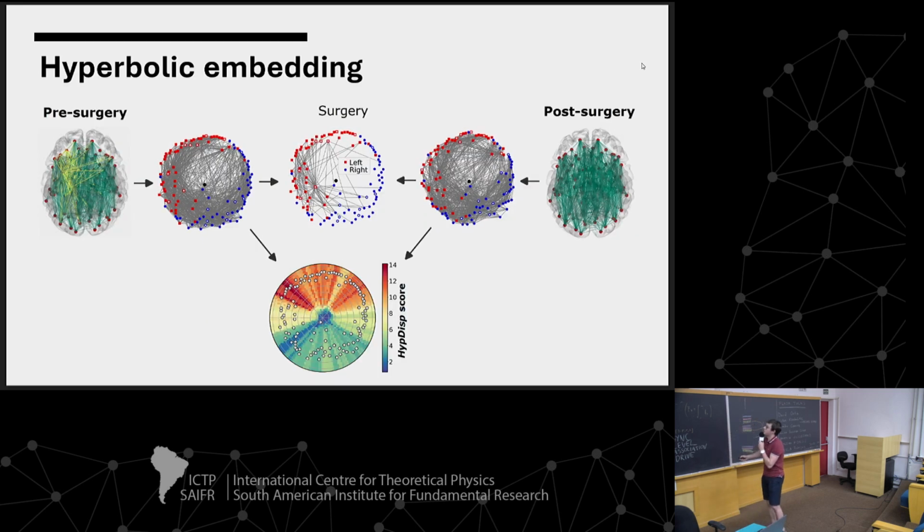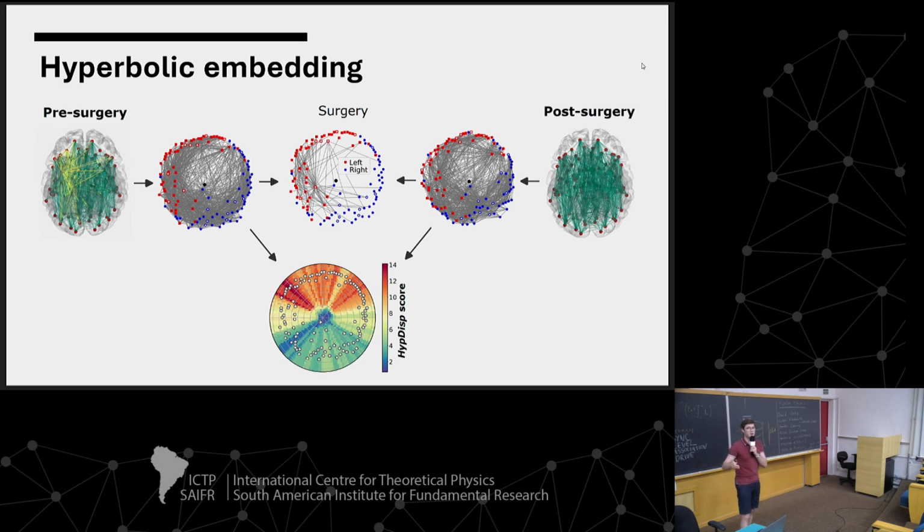So basically what we do, we take the pre-surgery network of a patient, we embed it in the hyperbolic space, and we do the same with the post-surgery network, we embed it in the hyperbolic disk, and we compare these 2 embeddings to see for each node their position, how they move. Okay, and we will quantify the effect of the surgery in the disk. So for this patient, for example, this part of the disk is highly impacted by the surgery, and this part of the disk is less impacted by the surgery.